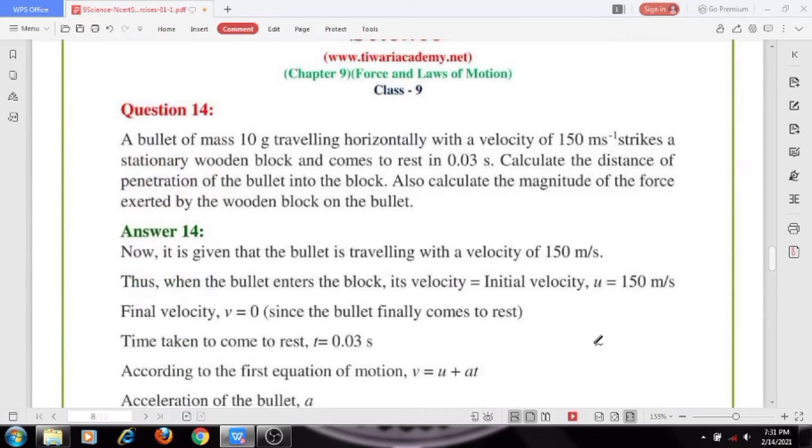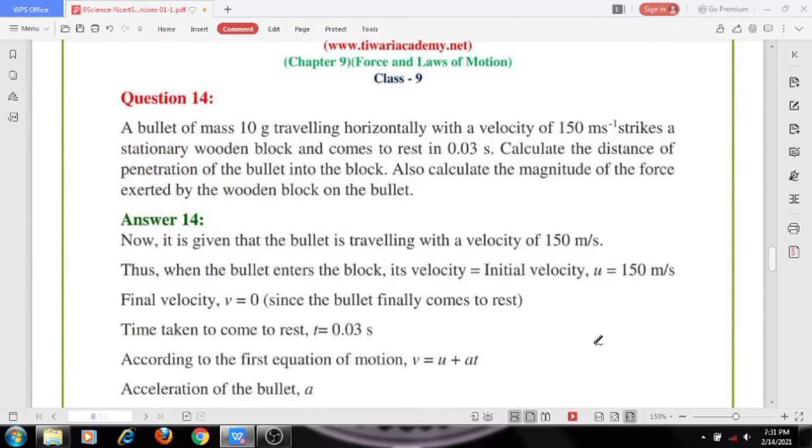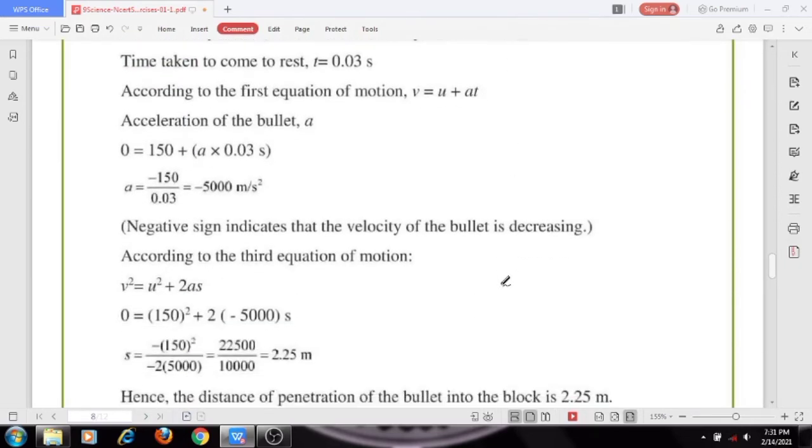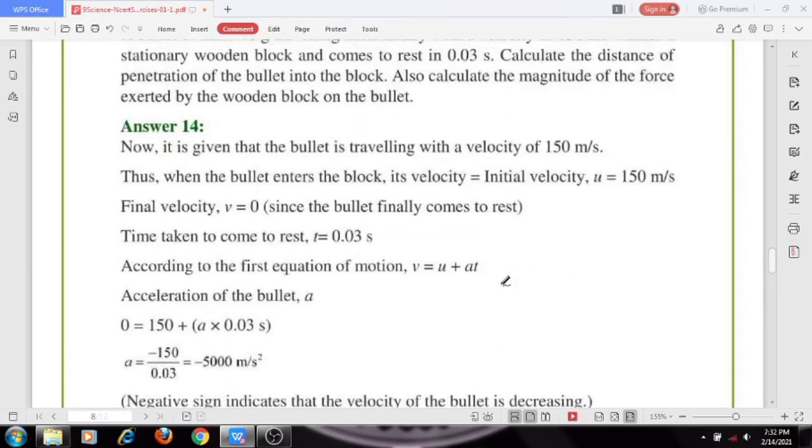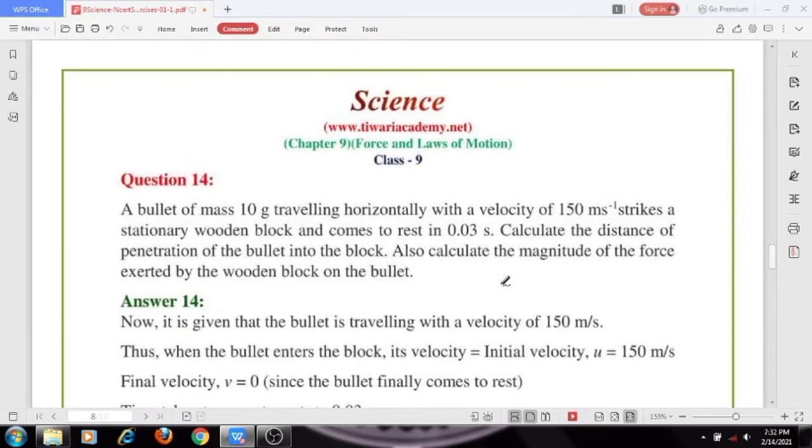So it is question number 14. Again, it is also related to the same kind of problem. See here. Can you calculate this easily? Yes, because by using the formula of motion, you can easily calculate this problem also. So now we will look into this again.